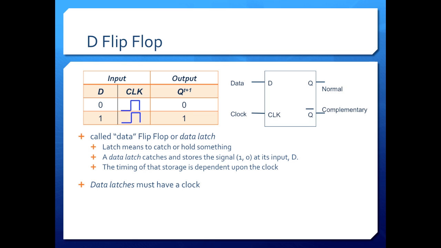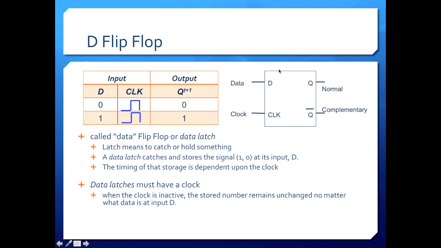Data latches must have a clock. So as you can probably guess, they are a synchronized type of flip-flop. When that clock is inactive, the stored number remains unchanged. What that means is that when the clock is at 0, the number that's inside the flip-flop doesn't change no matter what the data is at input D. And that's very much like the clocked RS.